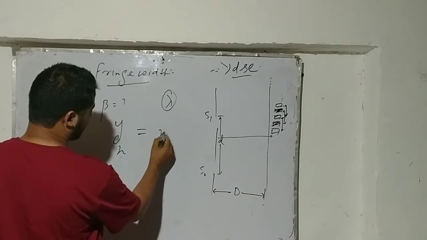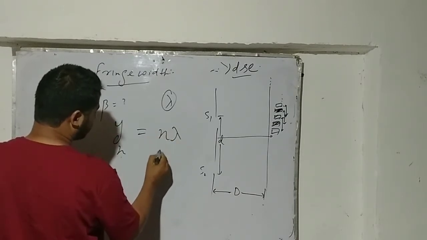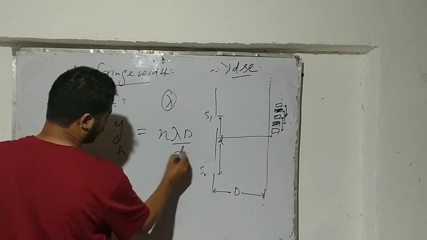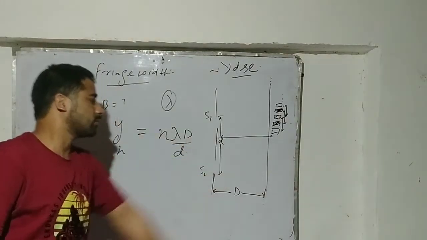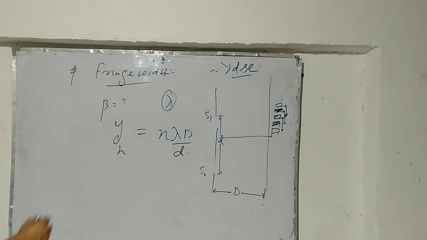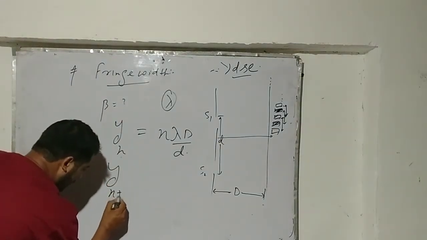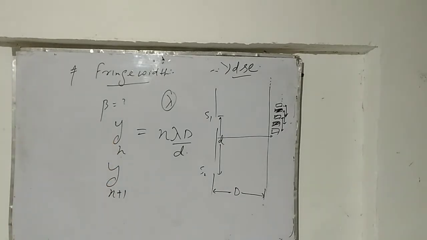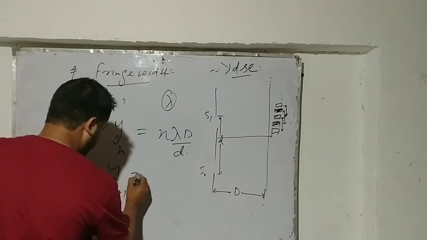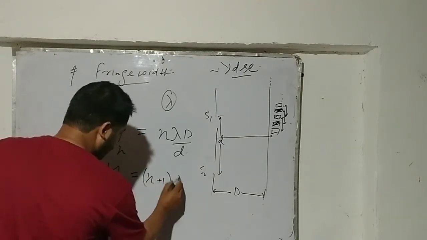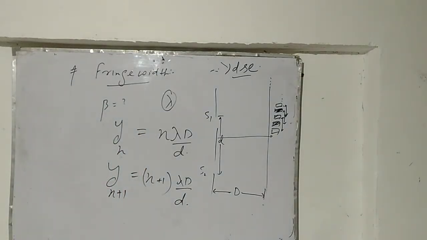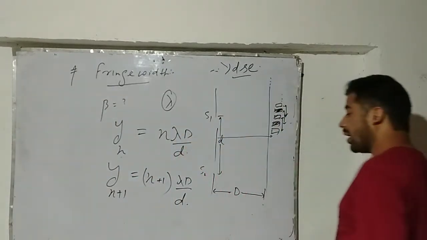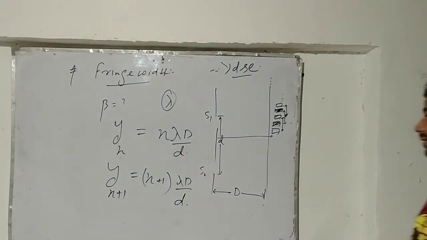It's something like n lambda D over d, with the usual meaning of the symbols. This is the position of the nth bright fringe with respect to the center. If I take the position of another bright fringe that is consecutive to the earlier one, I will get (n plus 1) lambda D over d. By this way I get the two positions of the bright fringes with respect to the center of the screen.